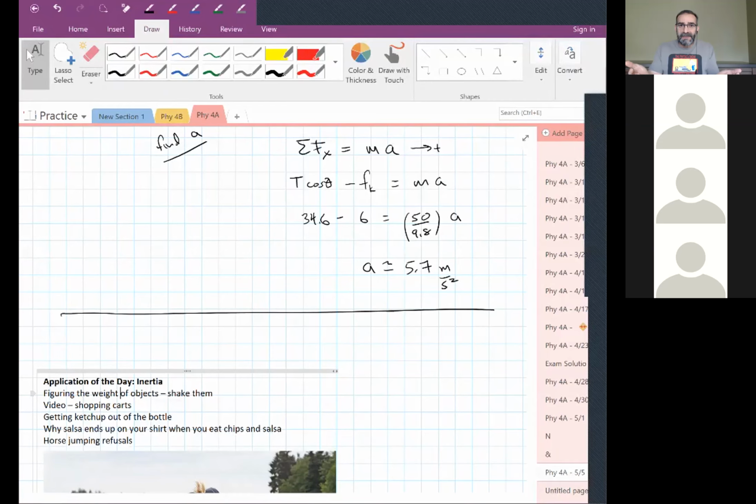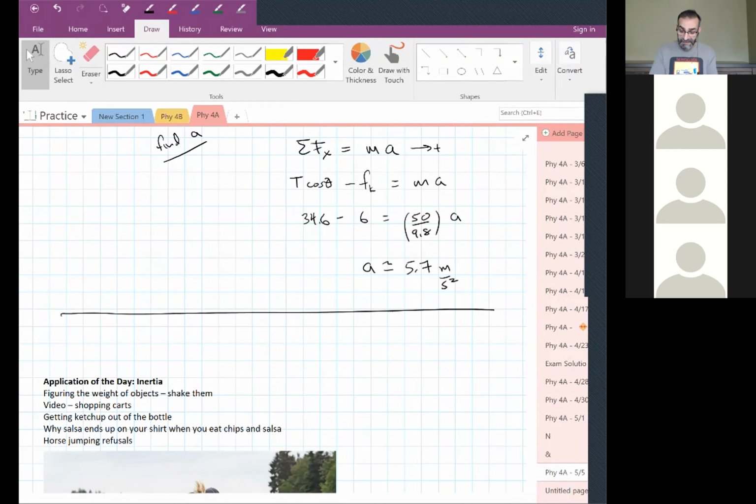Why are you shaking them? Because you know about inertia. You know if you hold two objects in your hands that are about the same weight, you'll never tell them apart. But the heavier one has more inertia. It's going to resist changes in motion more. And if you shake them, you might be able to detect that. So that's the idea with inertia.